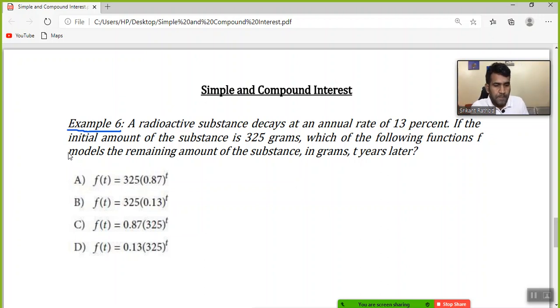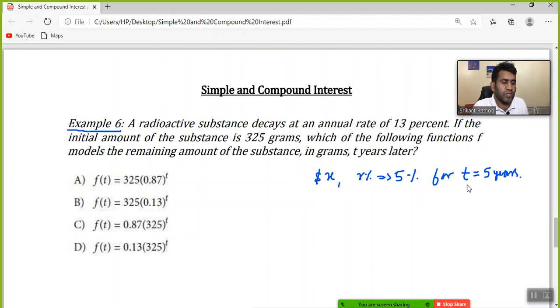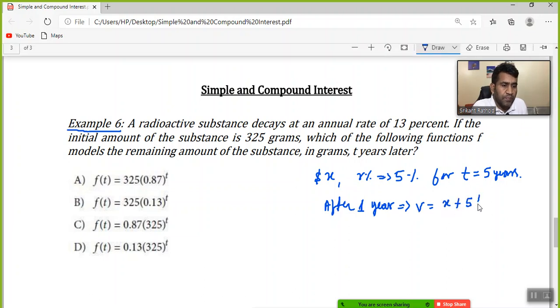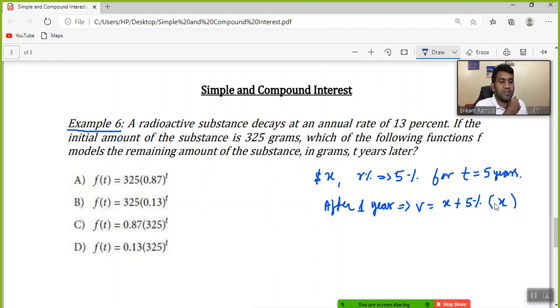Let me take one general example and then I'll come to this question. If you are depositing X dollars, your principal amount is X dollars, with a rate of interest R. Let's take 5%, for a time period of 5 years. I'm talking about compound interest, and whatever value you get is compounded. So what is the amount after 1 year? That value becomes my initial amount plus 5% on my initial amount, right? That is what we get for the 1 year.